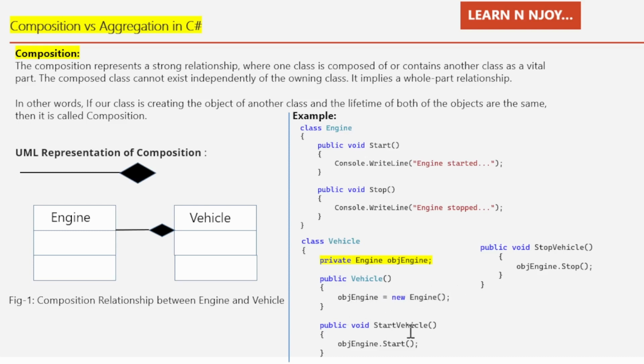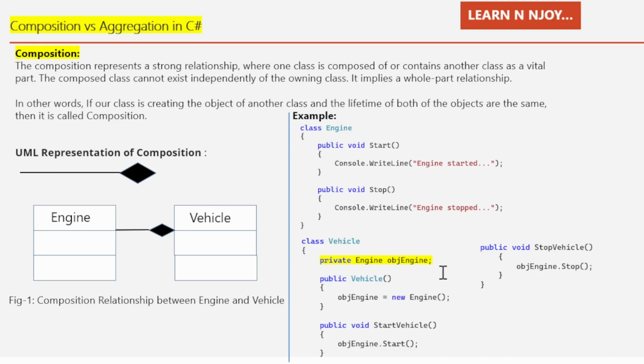Now there are two methods, start vehicle and stop vehicle. In start vehicle, I'm just calling this start method of the engine class with the help of object of engine class, right? That's what I have written, obj engine dot start. Similarly, I'm just calling the stop method of engine class. So that's what I wrote, obj engine dot stop. So if you notice, the vehicle class cannot exist without an engine, and when the vehicle is destroyed, the engine is also destroyed. The tight coupling reflects a composition relationship over here.